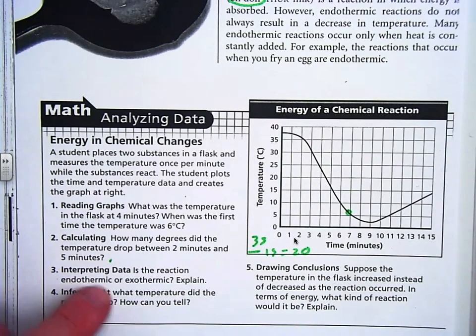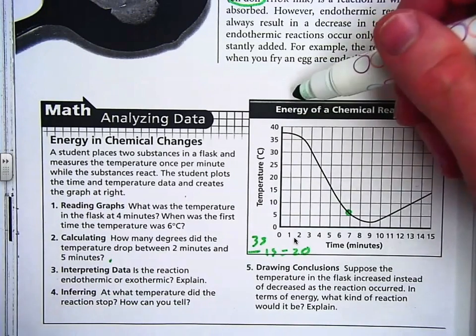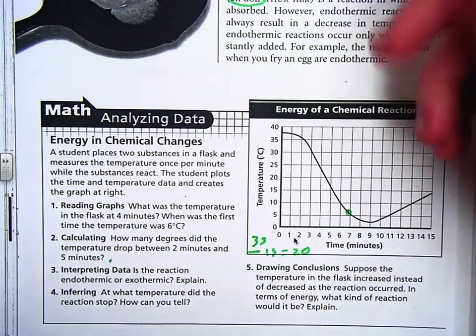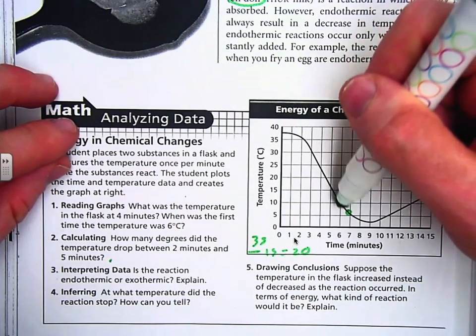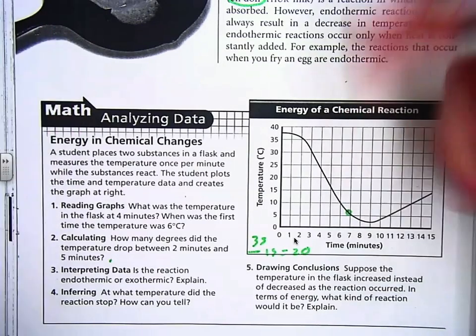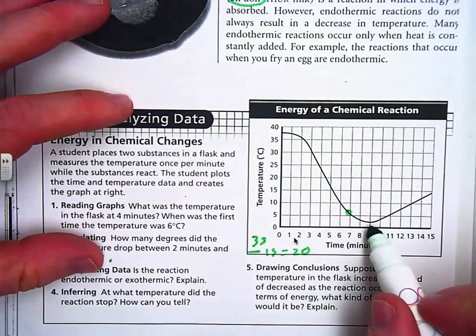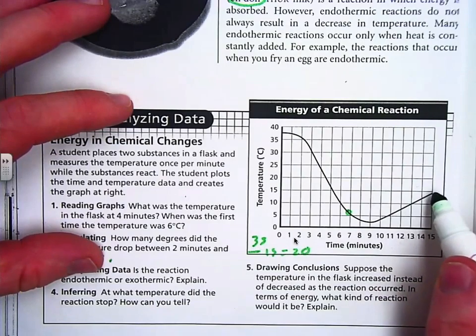Interpreting the data. Is the reaction endothermic or exothermic? Explain. Well, if temperature goes down, that must mean that energy was absorbed. So I think it was endothermic. It took temperature away from the system. Later on, when the reaction finished, you can see that the temperature went up.